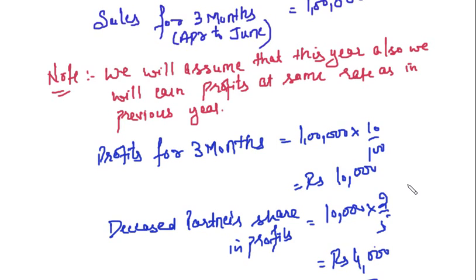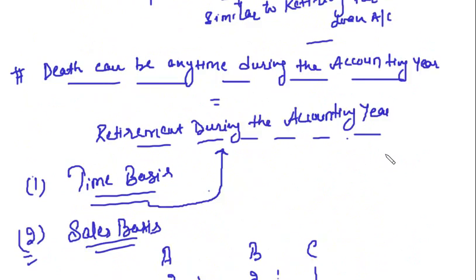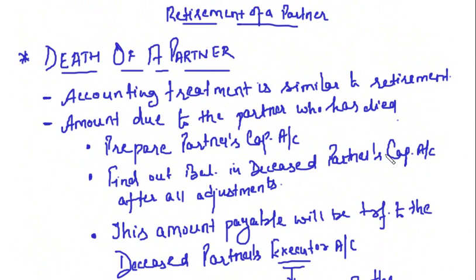Clear, friends? Right? So this is how you will be dealing with death of a partner. The accounting treatment is absolutely similar to what we have done in case of retirement of a partner, right? The only thing that is to be taken care of is the names that we have changed. In case of retirement of a partner, the amount payable is transferred to retiring partner's loan account. In case of death of a partner, the amount payable is transferred to deceased partner's executor account.